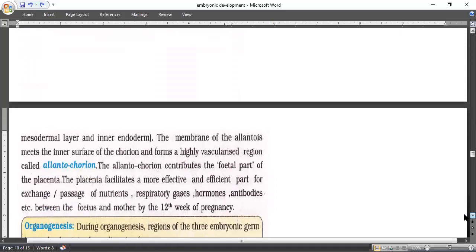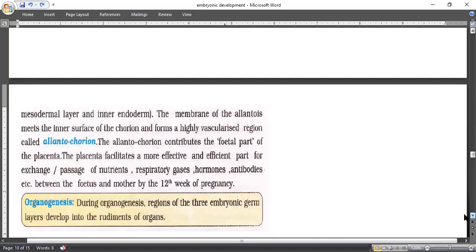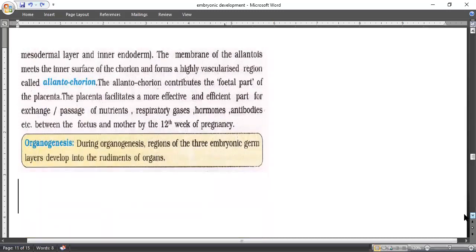The membrane of the allantois meets the inner surface of the chorion and forms a highly vascularized region called the allantochorion. Allantochorion contributes the fetal part of the placenta. So if somebody asks what your placenta is, we have to answer that the human placenta is chorioallantoic. The placenta facilitates a more effective and efficient path for the exchange and passage of nutrients, respiratory gases, hormones, antibodies, etc. between the fetus and mother by the 12th week of pregnancy.